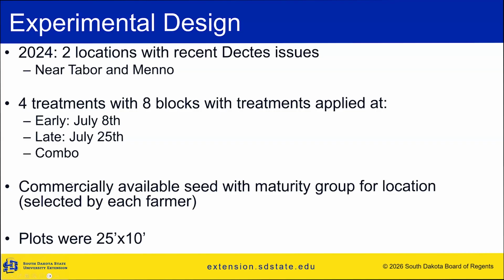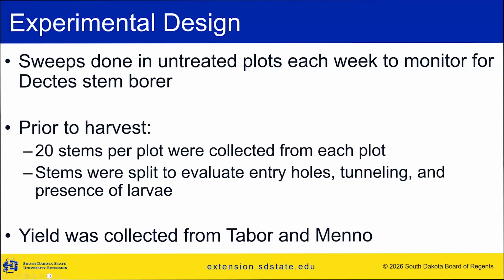Everything in the farmer fields was done by commercial standards because we let the farmers choose the seed and use their herbicides, whatever they wanted to do. The only thing is we managed the insecticides. Our plots were 10 feet, so 4 rows wide by 25 feet long. Each week we'd go out and monitor the untreated plots for the Dectes stem borer just to make sure we still had populations. As I mentioned, prior to harvest, we collected 20 stems. We had a lot of stems, a lot of trips to get all of that. And at the end of the season, we collected yield with our small plot combine.